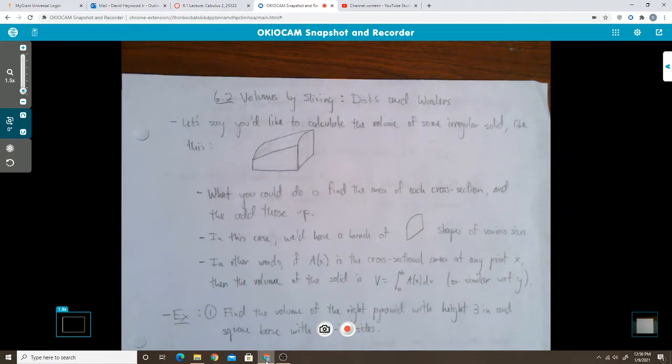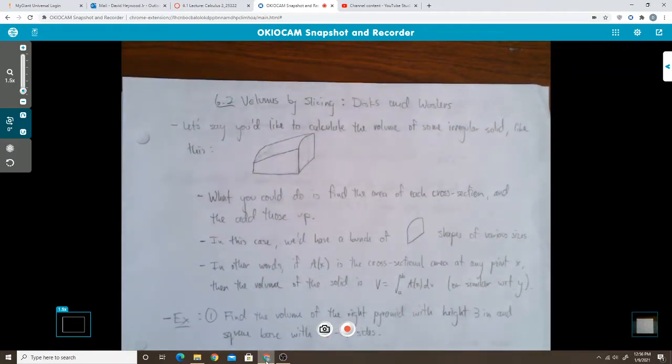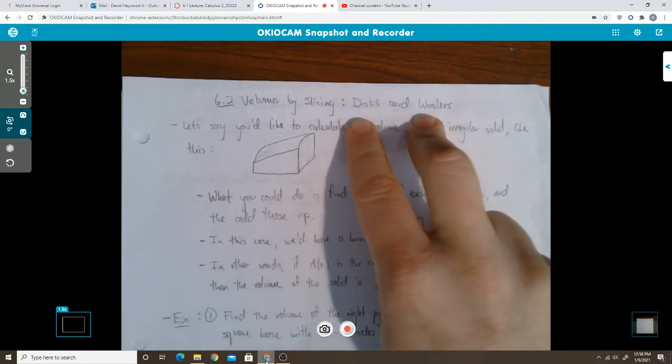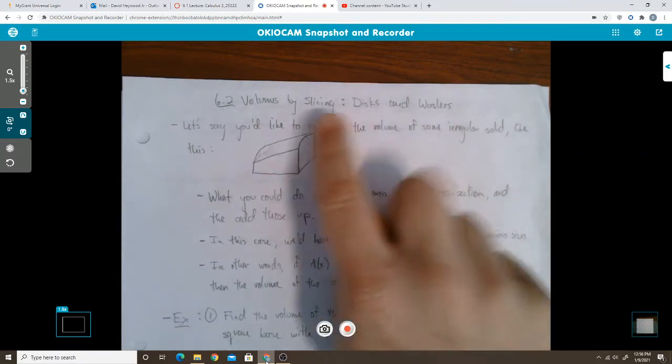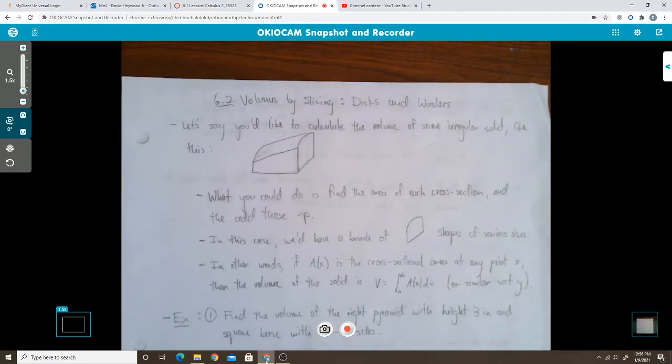Basically the idea behind the shell method is that instead of doing cross-sectional areas, you do cylindrical shells around your volume, or around the solid that you're trying to calculate the volume of. Again, we'll talk in more detail about this when we get to 6.3. But for now, let's talk about volumes by slicing, disks and washers. So I'm actually going to start with an example that doesn't give you disks and washers, but it does illustrate what we're doing when we're finding volumes by slicing. To kind of give us some bearings, I guess.